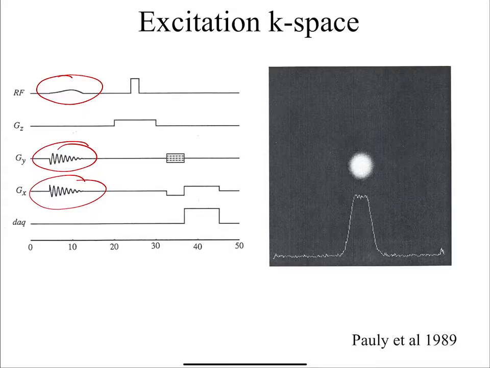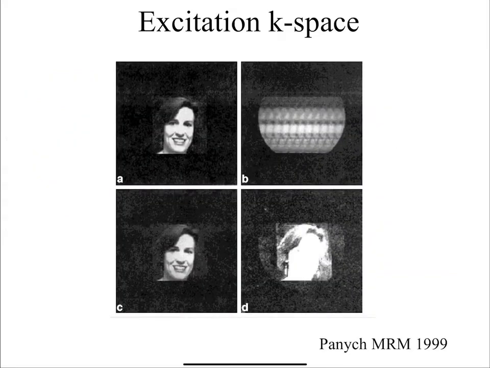Later on, this was sort of for fun, but this investigator took a picture of his wife, I think this is his wife, and digitized it. He figured out what the Fourier transform of it should be. Then he took a block of gel or water or something, and had the RF pulses and gradients set up such that they would excite the magnetization in a pattern that looked like his wife, and then he imaged that thing, and this is what he got. He basically took the information of his wife and put it into the spins. So that's what RF excitation k-space can do for you.